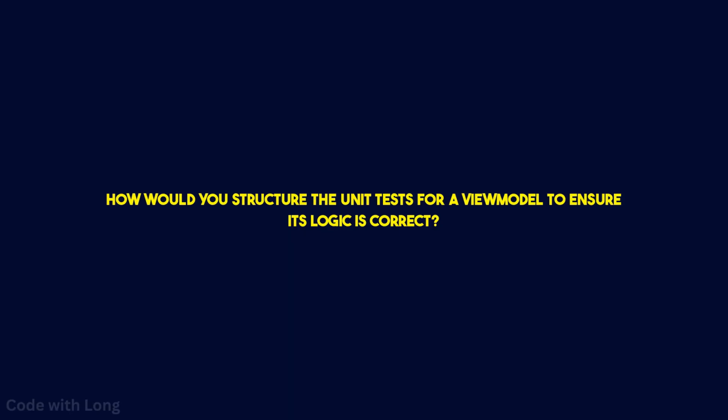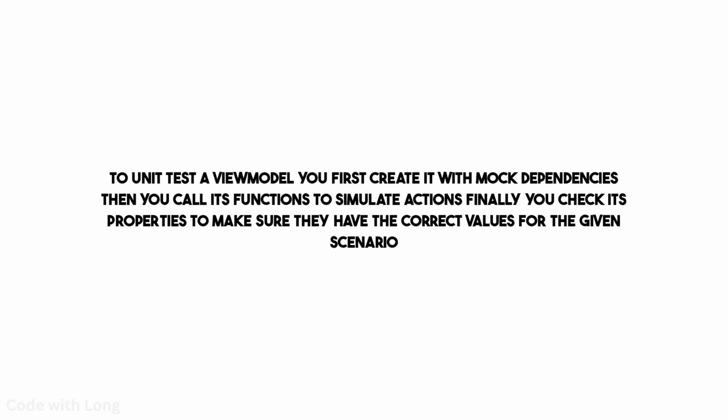How would you structure the unit test for a view model to ensure its logic is correct? To unit test a view model, you first create it with mock dependencies. Then, you call its functions to simulate actions. Finally, you check its properties to make sure they have the correct values for the given scenario.